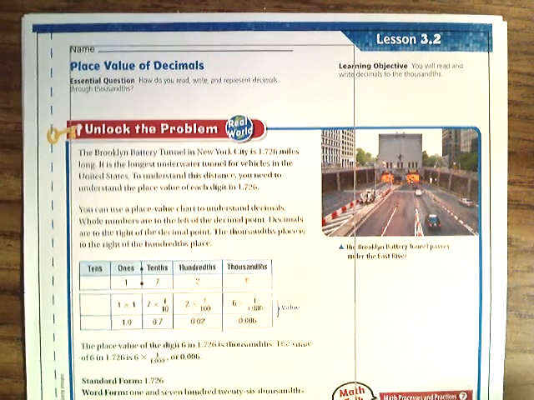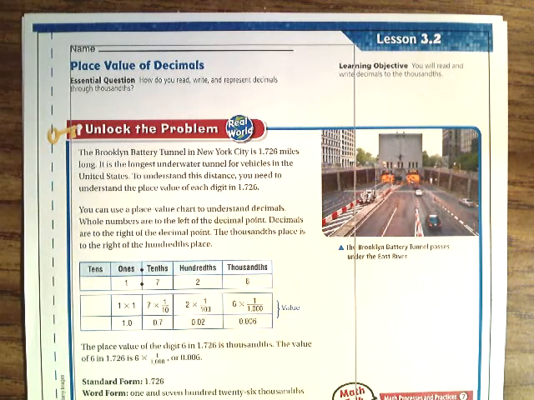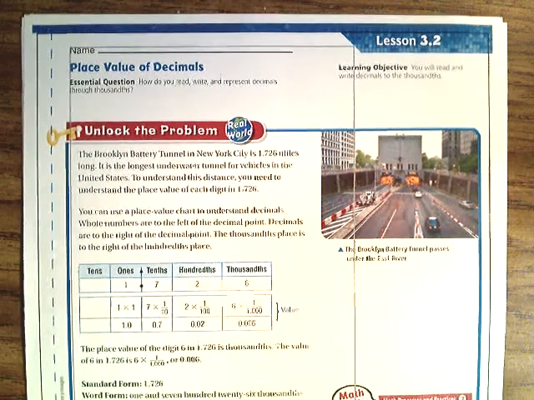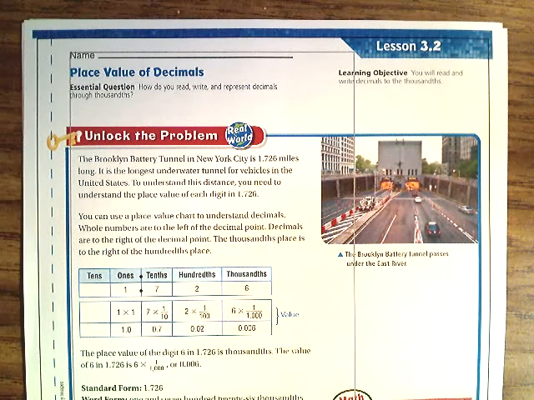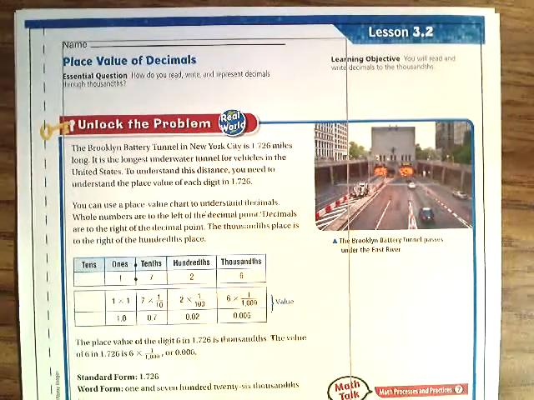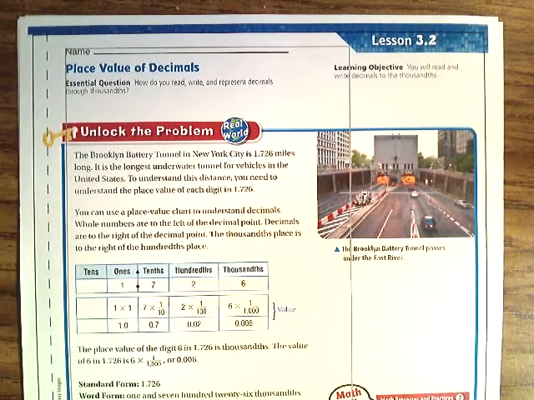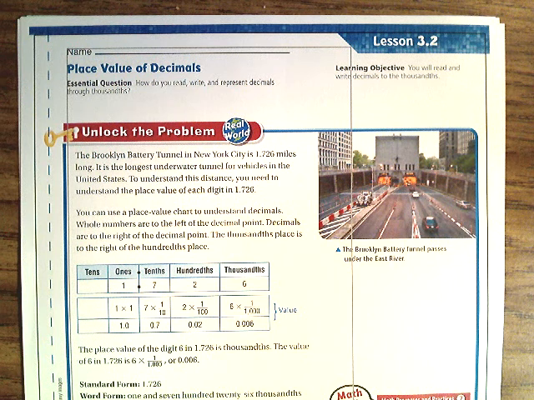Everybody. Today we're going to be working on lesson 3.2 in our Go Math materials. So it looks like this. It is called the place value of decimals, okay? So 3.1 kind of got us writing decimals and talking about the different places in decimals. But today we're really going to jump into all that and be looking at some charts, okay?